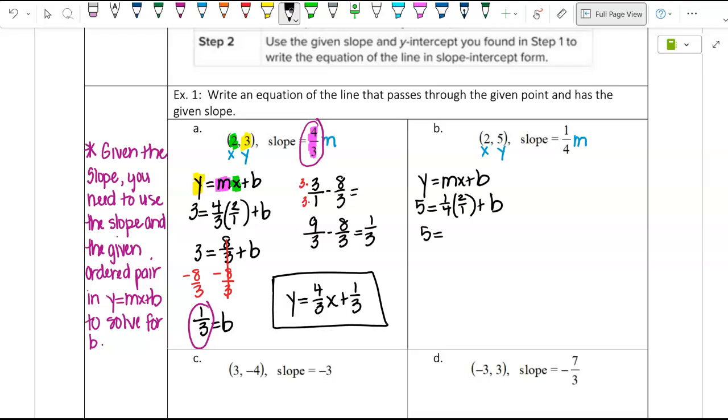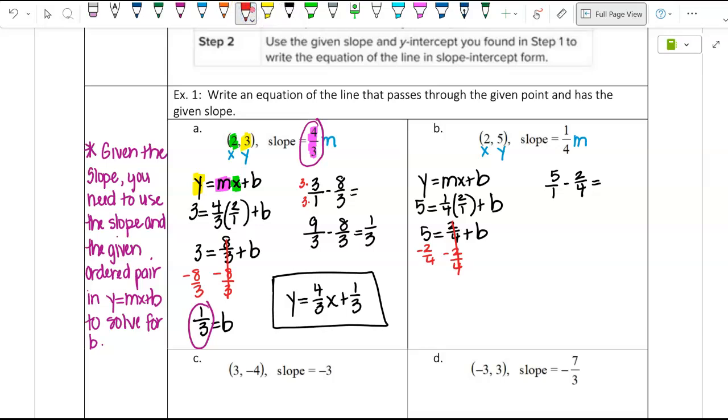So 5 equals 2 over 4 plus b. Now, I could reduce that fraction, but I don't need to yet because I'm still working with it. So I can just subtract 2/4 from both sides. So again, I'm going to work this out to the side. I have 5 over 1 minus 2 over 4.